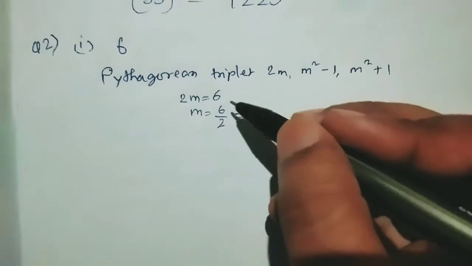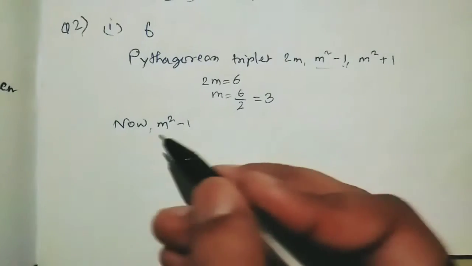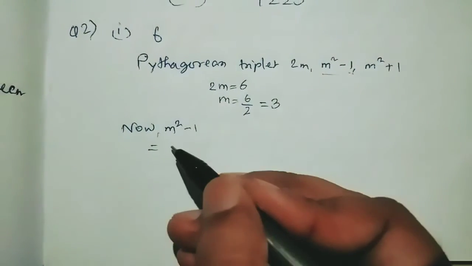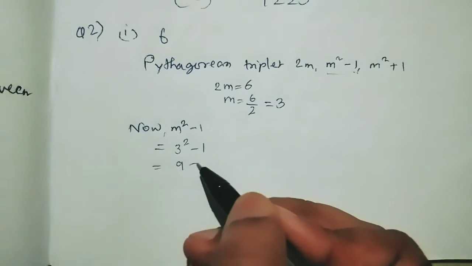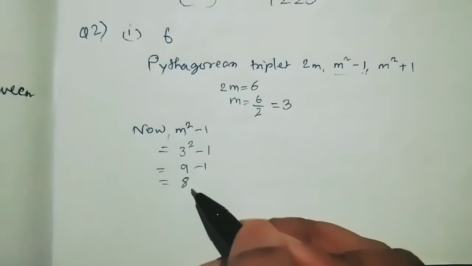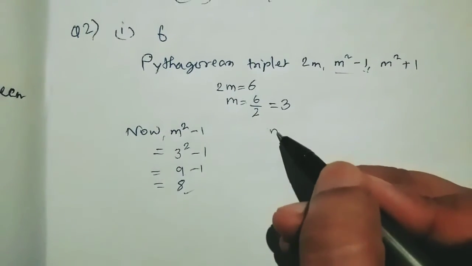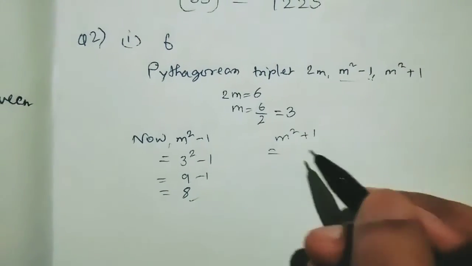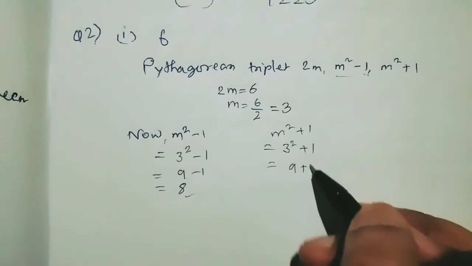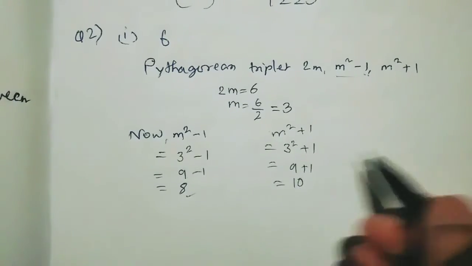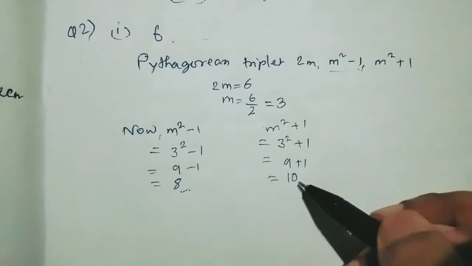So now we'll put the value of m here in this formula. Now, m square minus 1. So m value is 3. So 3 square minus 1. So 3 square is 9. 9 minus 1 is 8. So this is the second number of the Pythagorean triplet. Now we'll do m square plus 1. So m square plus 1 is what? M is 3. 3 square plus 1. So 3 square is 9 plus 1. It is 10. Now we got all the numbers. So the first number is given 6. The second number is 8. And the third number is 10.